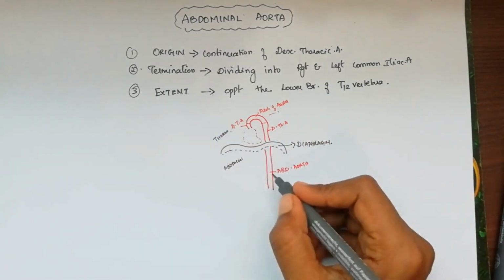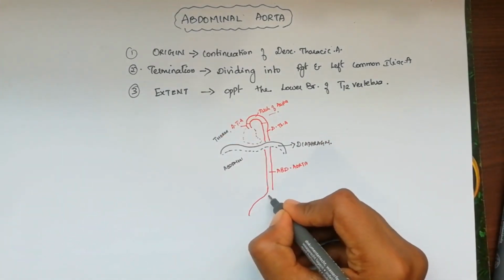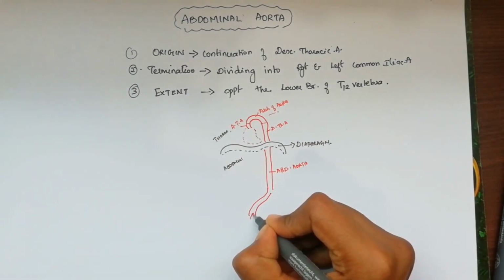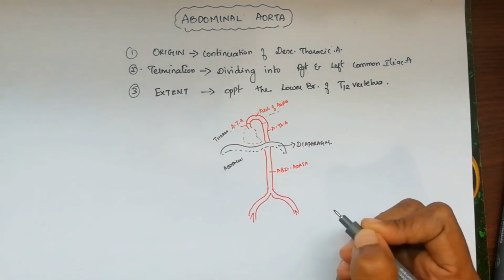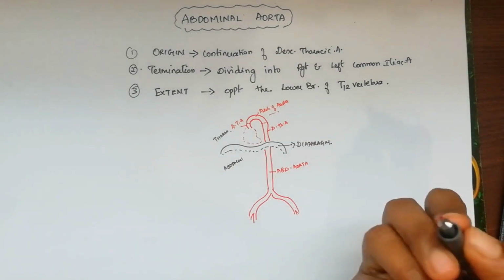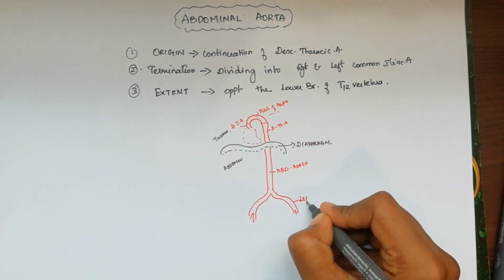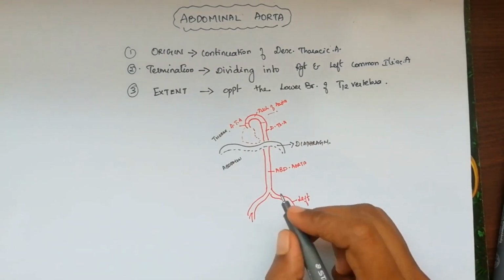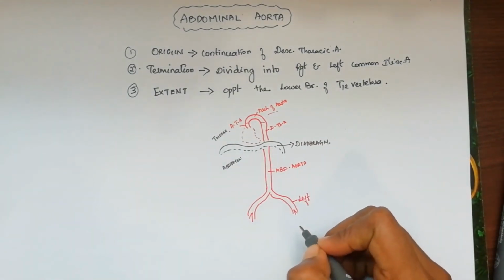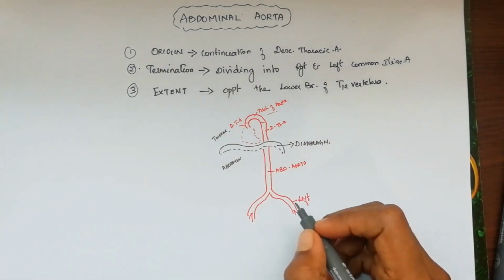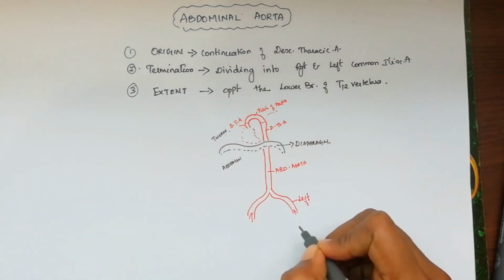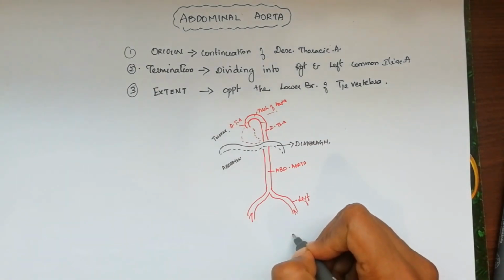And termination: this abdominal aorta divides into two important branches on the right and left side, and these two branches are named the iliac arteries. Near the ilium bone it divides, so it is called the iliac artery. So we call these the right iliac artery and the left iliac artery.